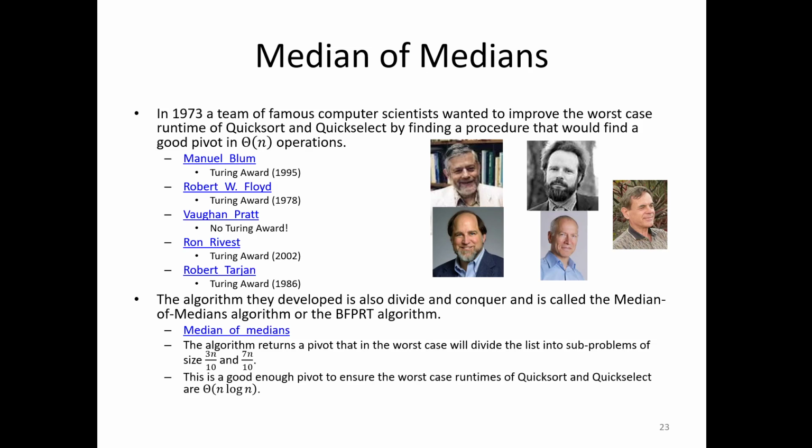And then finally, the last individual here on my list is Robert Tarjan. Robert Tarjan, also a computer scientist and mathematician, awarded a Turing Award. He has worked in a number of different areas, but was also famously the co-inventor of a couple of data structures you may have encountered, one being splay trees and the other being Fibonacci heaps. And again, he was awarded for some of his contributions. So again, all five of these individuals are somewhat giants in computer science, and together they were able to come up with this procedure for finding a good pivot in theta n operations, and they did this in 1973.